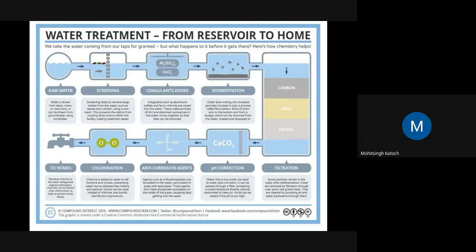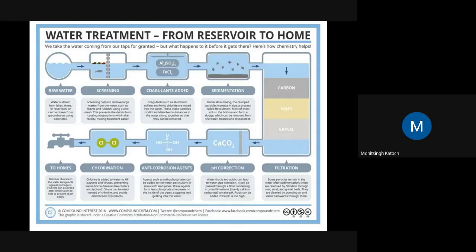The next process is filtration. After screening, aeration, and sedimentation, some particles remain in the water. These are removed with the help of a process known as filtration through coal, sand and gravel beds. They are cleaned by pumping air and water backwards through them. That is, backwashing is done when the efficiency of these filters reduces. So to clean these filters, we use backwashing with water and air.